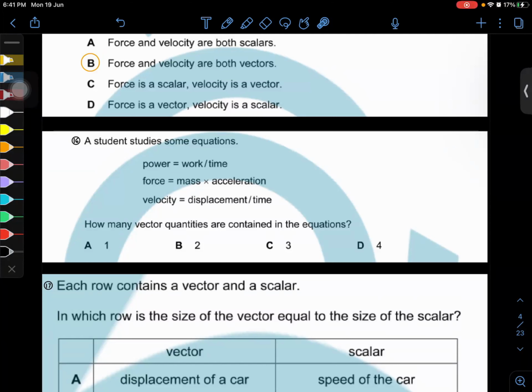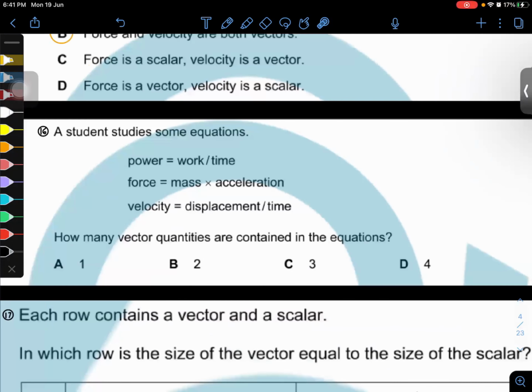Okay, let's look at the terms one by one. Power की कोई direction नहीं होती. It's a scalar. Next we have work. Work की भी कोई direction नहीं होती. It's a scalar. Next we have time. Time की भी कोई direction नहीं होती. It's a scalar. Force की भी हमने पढ़ा था direction होती है. So it's a vector. Mass की भी कोई direction नहीं होती.